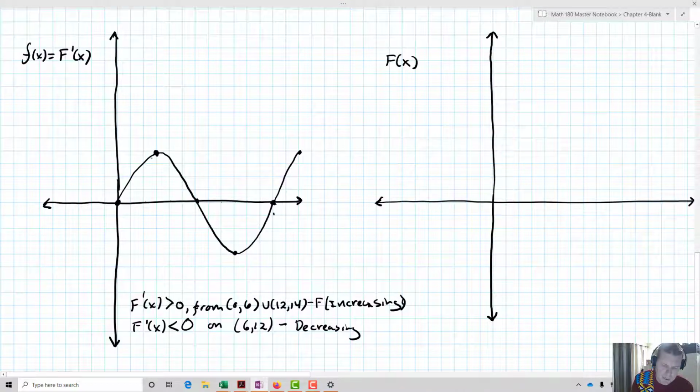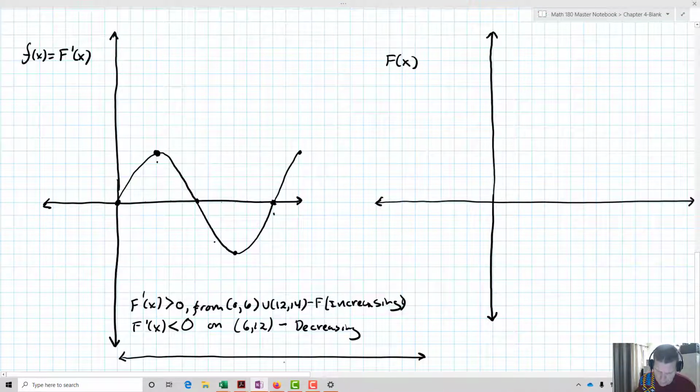The next piece that I want to notice is these values where I have F prime of x equals 0. So F prime of x is going to equal 0 at 0, and also at 6 and at 12. And if you notice, F prime goes from positive to negative. If I think about that derivative interval that we talked about before, I have at 0 positive for the derivative, and then I have 6, and it goes negative, and then at 12, it goes positive.